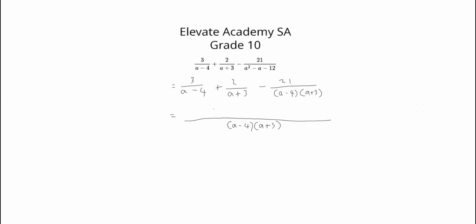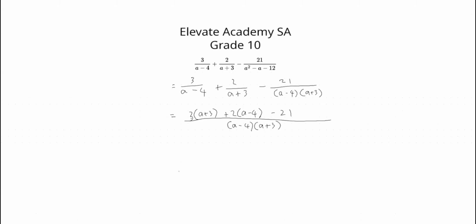Now, how do we proceed from this point? We look at this. We have a minus 4 here. So when we're dividing our lowest common denominator by the denominator of this first term, we'll be left with a plus 3. So then we take the numerator, which is 3, and we multiply it by the remainder, which is a plus 3. Now we do the same for this, and we'll have plus 2 into a minus 4. Now here, the entire denominator will cancel out, so we'll just be left with 21.